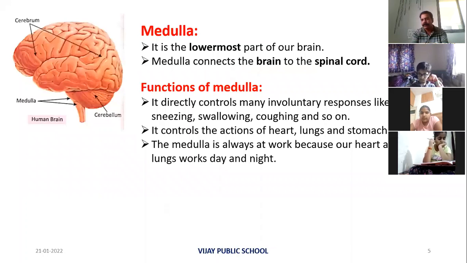Is that clear? Yes. So in the paper you can get one question like this. A question like this can come in the exam, where they will ask: the medulla works day and night, give reason. So we'll write: the medulla controls the working of heart rate and lungs, and that is why it has to work day and night. Is that clear? Yes, sir. Good.